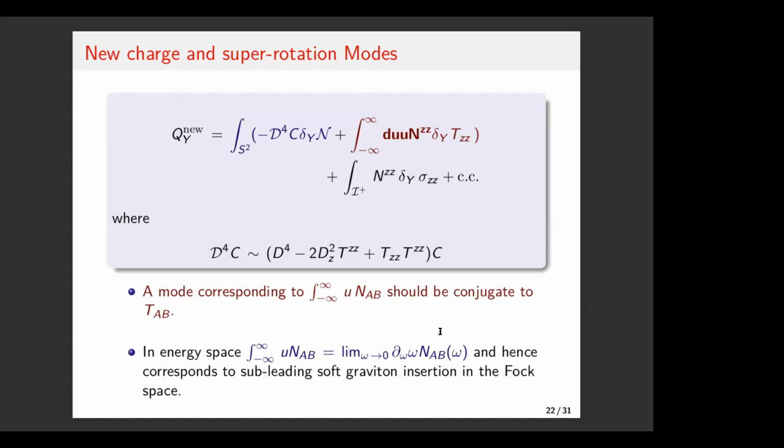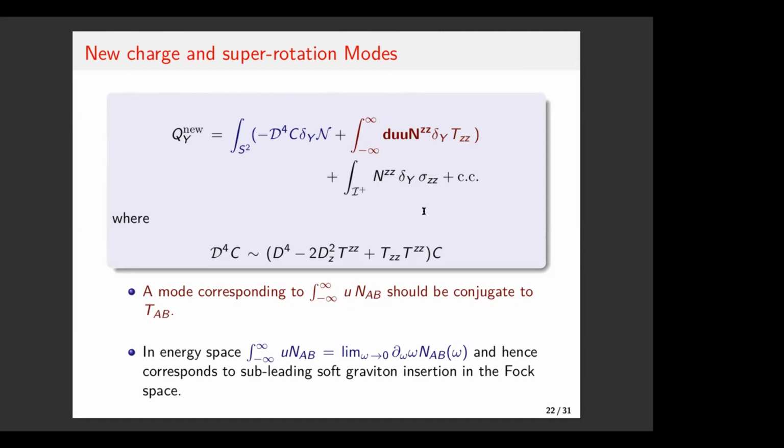And this script D derivative, it's not important for the talk, but the Goldstone tensor is included in it. So the definition of this fourth derivative is not just the fourth sphere derivative, but it is modified or twisted by the presence of the Goldstone tensor. And the red term was already present in the old superrotation charge, and that is simply the term which depends on the change of the Goldstone tensor that we know spacetime action induces. As you can see, this red term is linear in the integral not of the news, but of u times the news. So we know naively that the integral of u times news should be conjugate to the Goldstone tensor.